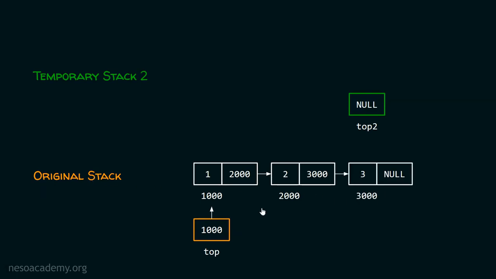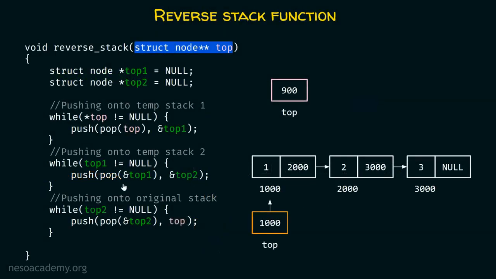You can see all the elements are now reversed. You can see the topmost element of this original stack is now 1 and the bottommost element is 3, correct? Now we are done with this piece of code. You can see this reverse stack function is working correctly, and we have already demonstrated why this is working correctly, right? This is our new original stack. You can see this over here, the topmost element and the bottommost element.